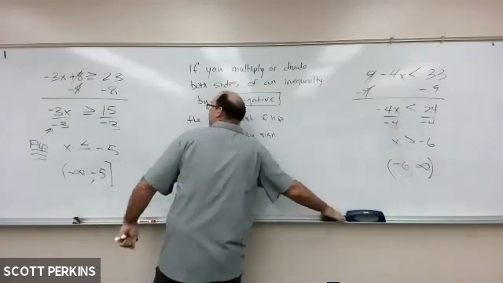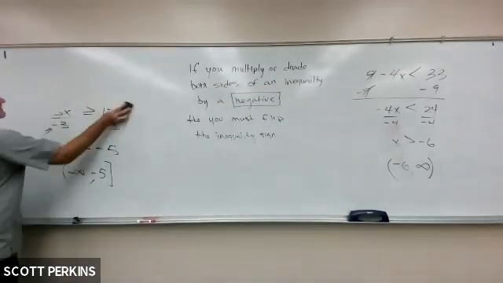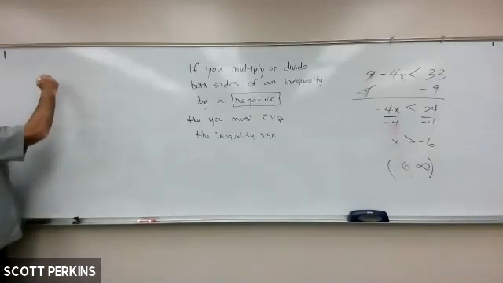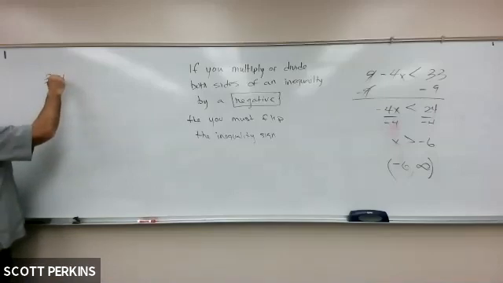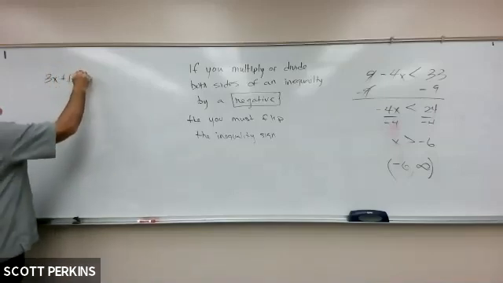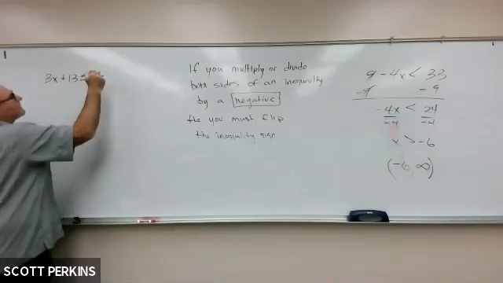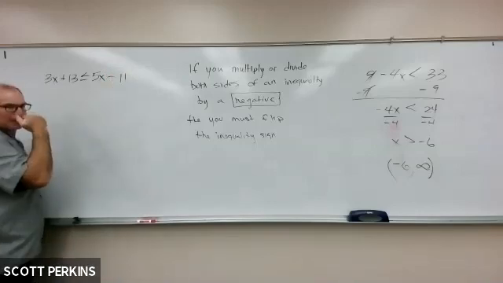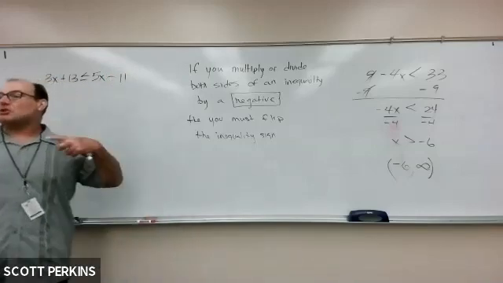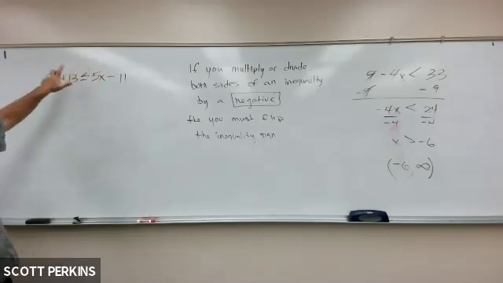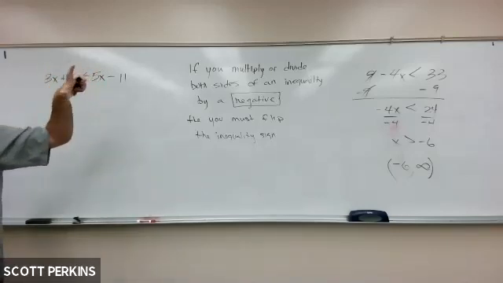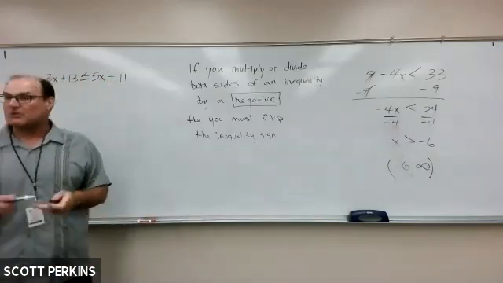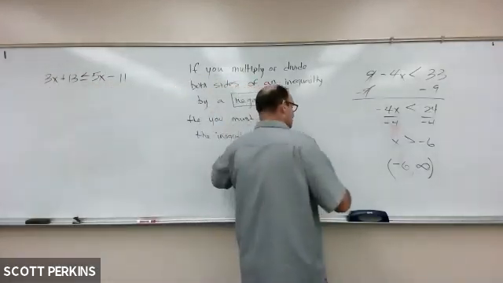Here's another problem. I will remember to put the inequality sign between the two sides. Let's try this. Let's say that we have 3x plus 13, and that's going to be less than or equal to 5x minus 11. Because it's my way, I am going to put the x's on the left. If you choose to do something else, it's fine. I will show you that we get the exact same answer no matter what. So do it how you want, but I'm going to be putting x's on the left.